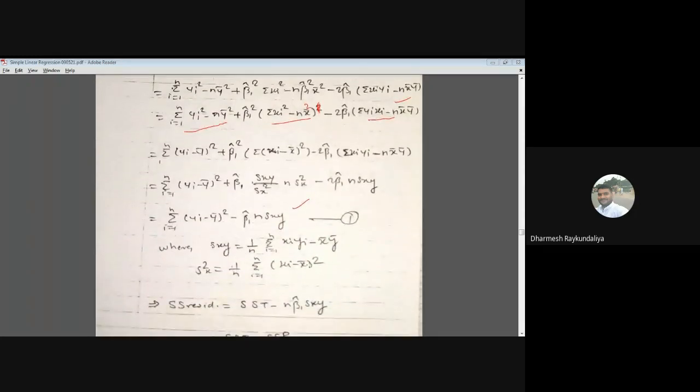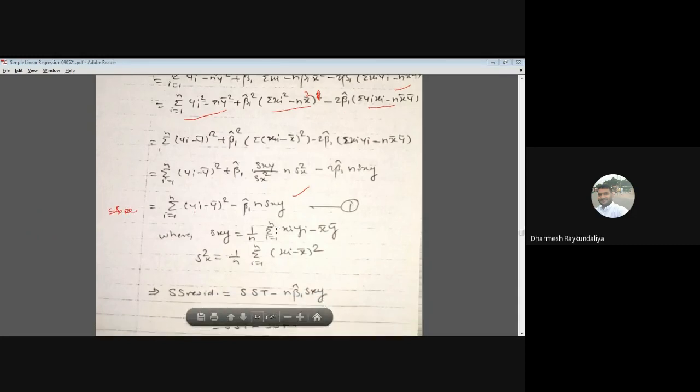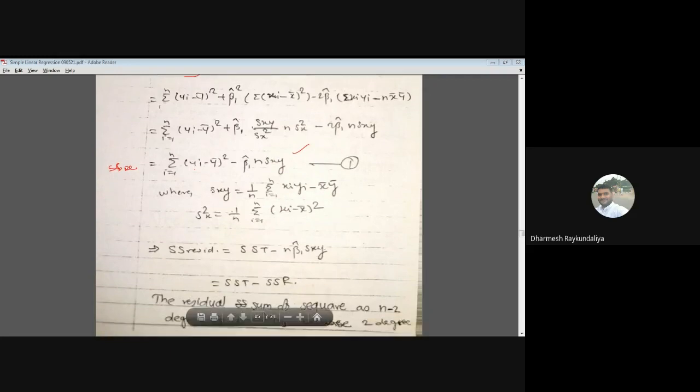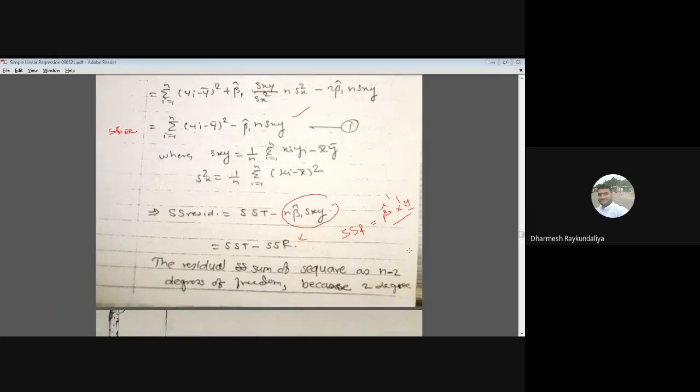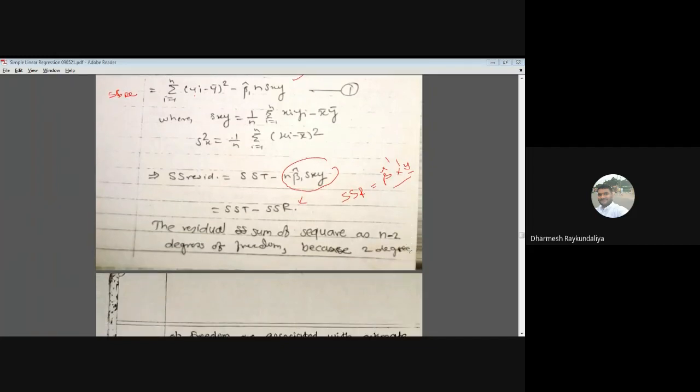So this is what you will get, and this is nothing but the sum of square due to residuals आपने शुरू किया था, so this is called sum of square due to total, and n beta 1 cap sxy is known as a sum of square due to regression. Why? Because if you remember, sum of square due to regression, we have written that beta cap transpose x transpose y. Okay, so this is nothing but the same. So sum of square due to residual is given by sum of square due to totals minus sum of square due to regression.